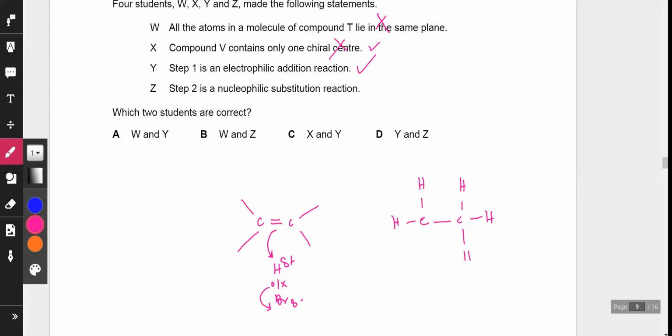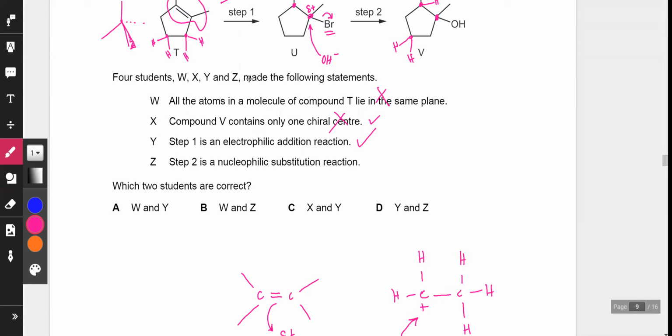Because one of the H is going to borrow electrons. So the H would borrow electrons from the pi electron cloud and bond with one of the carbon atoms. The other carbon atom would become electron deficient because its bond is gone because H took it. And then Br minus is going to come and bond with the other carbon atom. So this is an electrophilic addition reaction. So that's true. And step 2 is a nucleophilic substitution reaction.